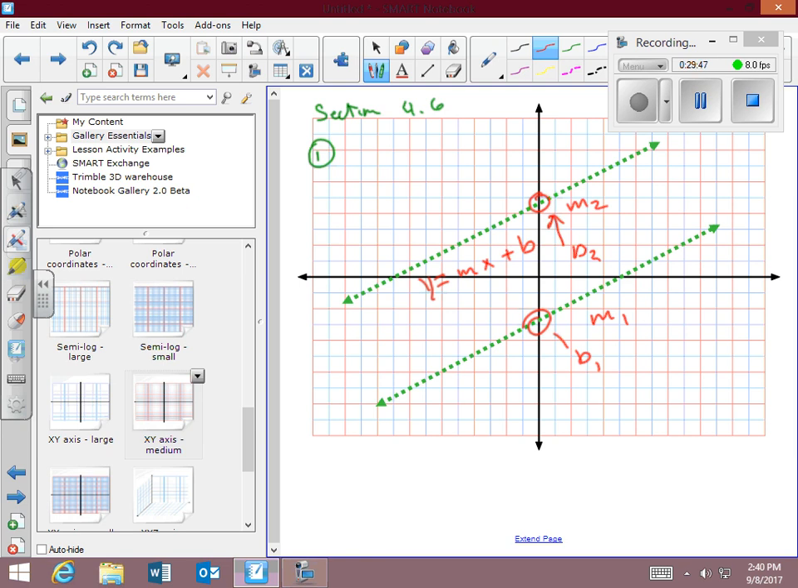Parallel lines are lines where M1 equals M2, slopes are the same, and what? What about the y-intercepts? Can they be the same? Because if they're the same, what are they? Same line. So B1 is not equal to B2. Different y-intercepts, same slope. Parallel line.